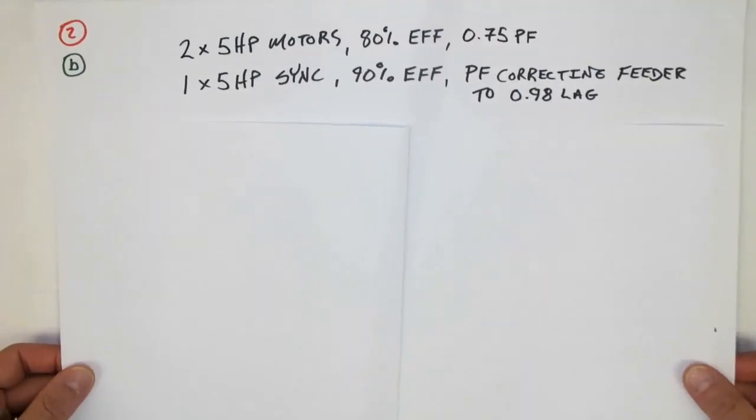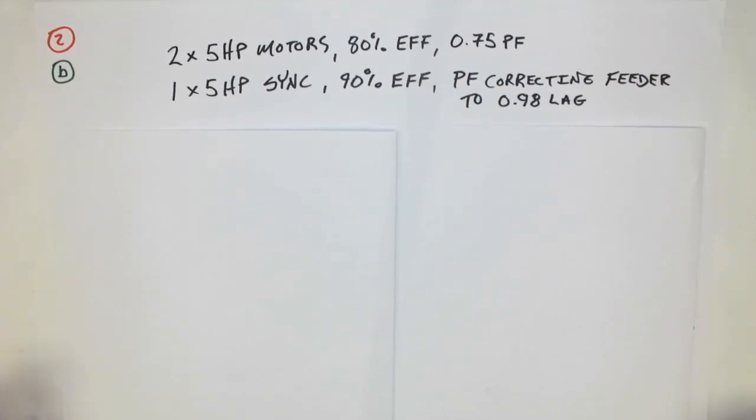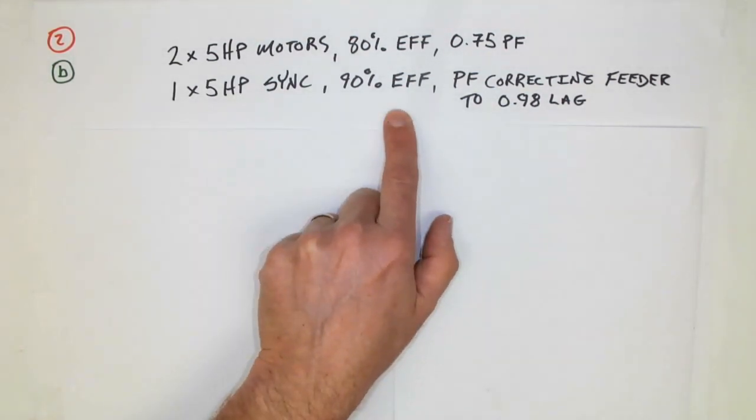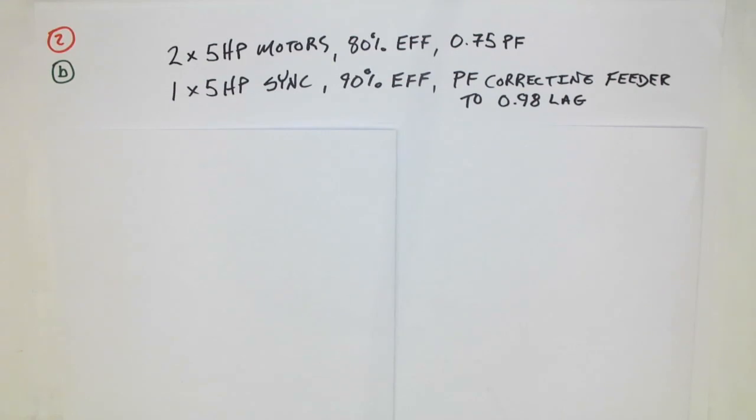The first thing we're going to do here is we need the information about how the system will work. So 2 5 horsepower, 80% efficient, 0.75 power factor motors. So those are the squirrel cage motors, and 1 5 horsepower synchronous motor. It's a little bit different. It's more efficient, and it's going to power factor correct the entire feeder to 0.98.